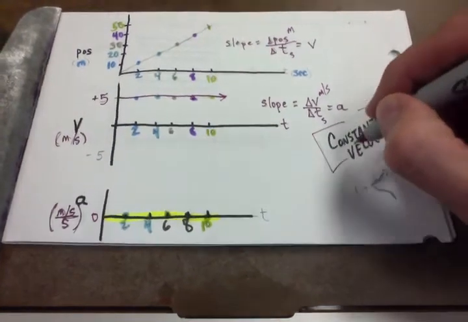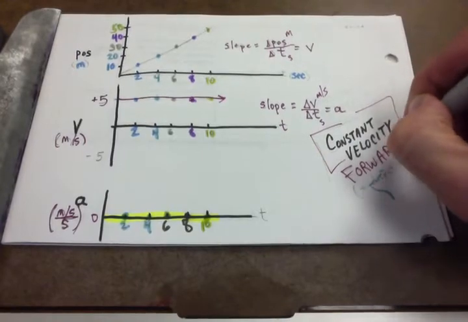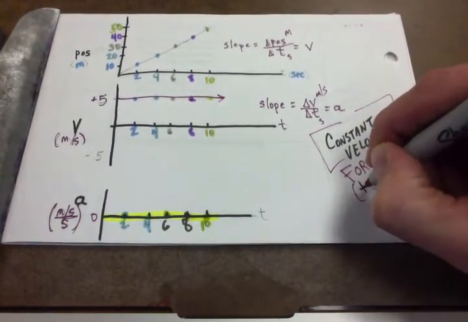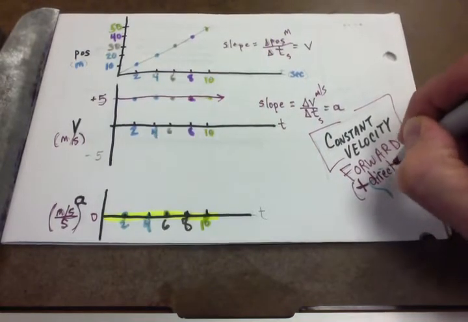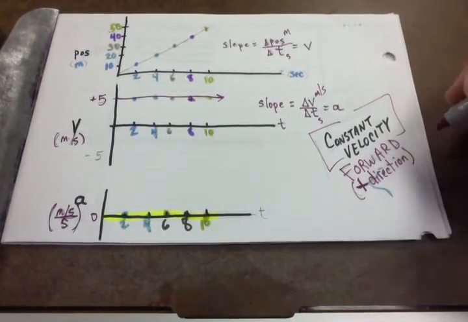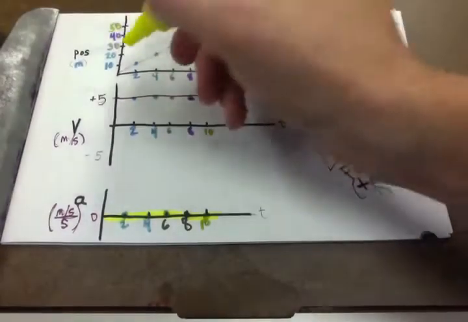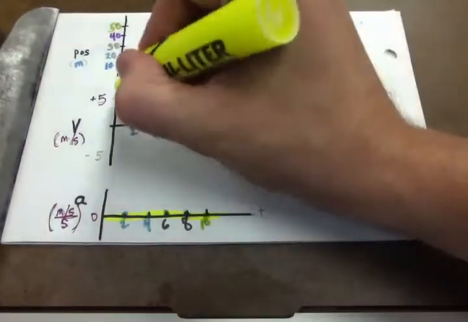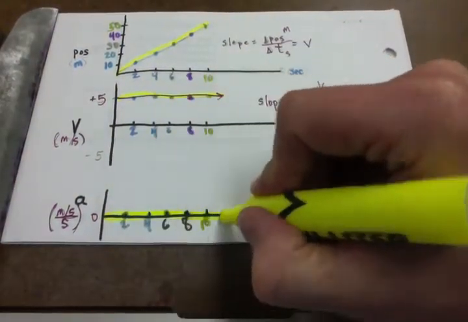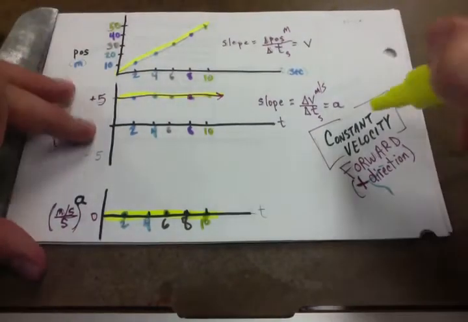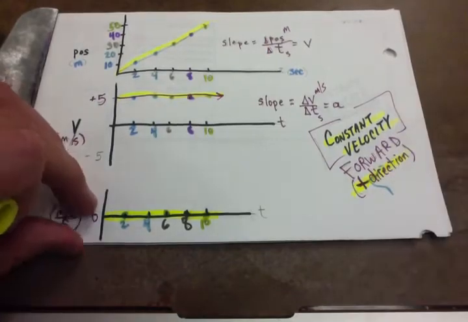Now keep in mind this was moving forwards. And we define forwards to be positive. So moving in the forward direction, moving in the positive direction at constant velocity, this is what your position time graph would look like. This is what your velocity time graph would look like. And then this is what your acceleration time graph would look like. And that's for constant velocity forwards.